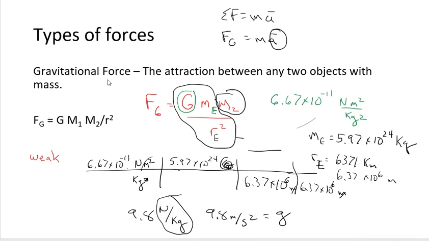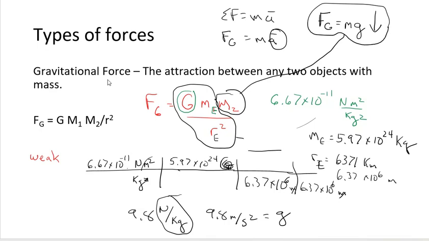So we have a new equation then for gravity. The force of gravity, if I want to calculate the gravitational force on an object, we take its mass, the mass of the object, and we multiply it by g. And we know the direction for the force of gravity. It's down. So there is my new simplified equation for the force of gravity based on the full equation for the force of gravity.